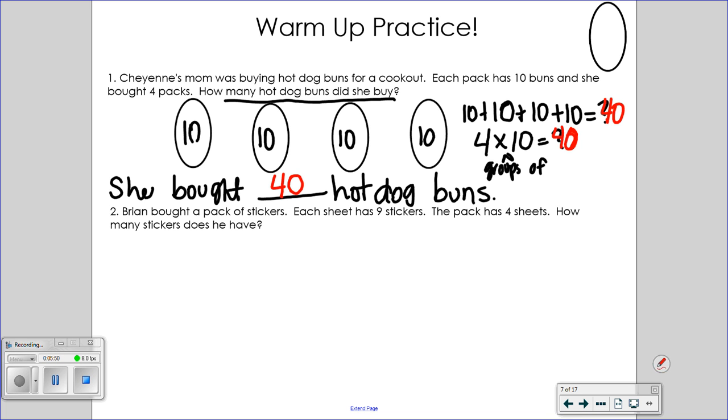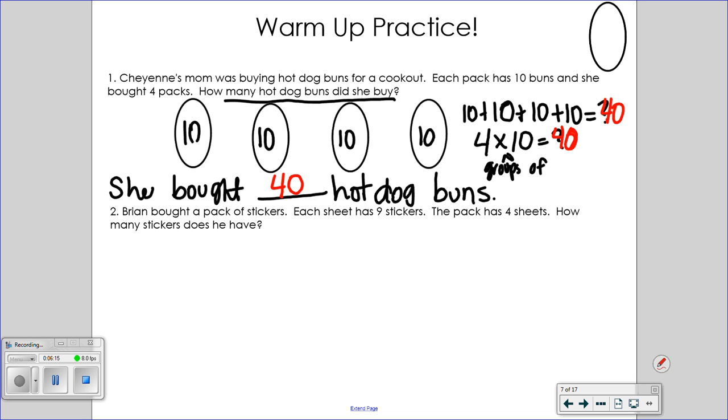It's 40. Now let's think back to reasonableness. Did it want an exact number or a close to number? Grace, this problem want an exact number or a close to number? So are we going to use rounding? No. So we did that part right.